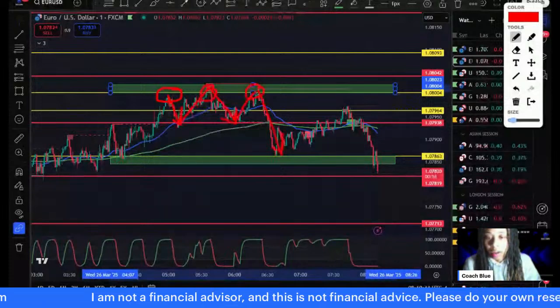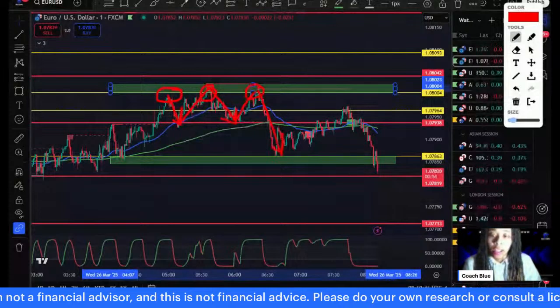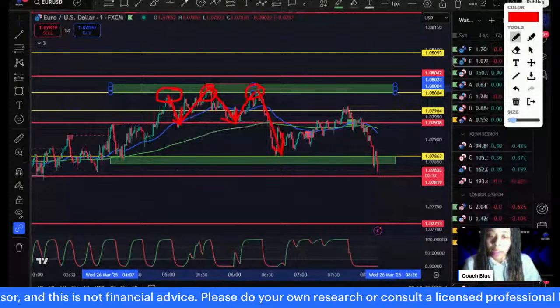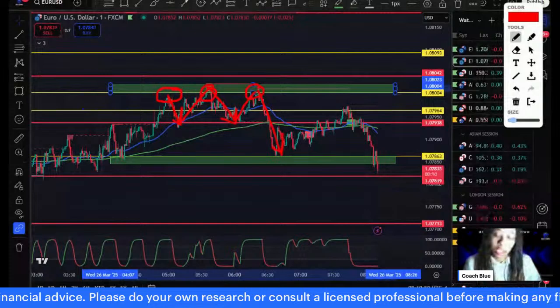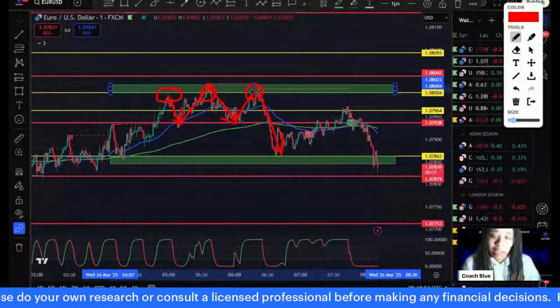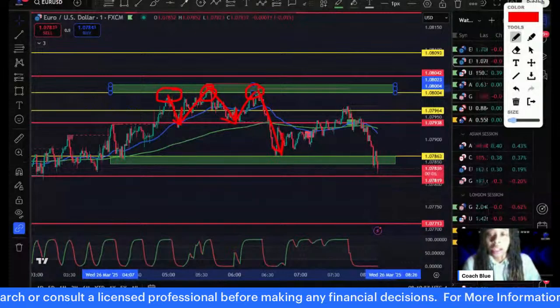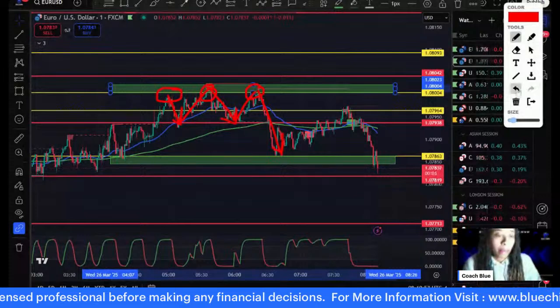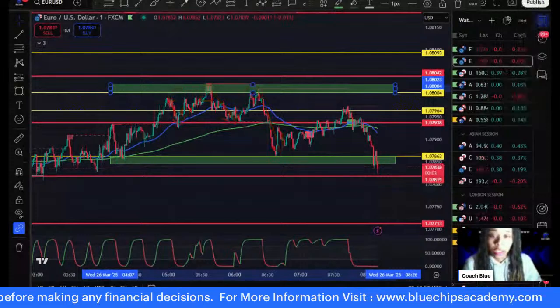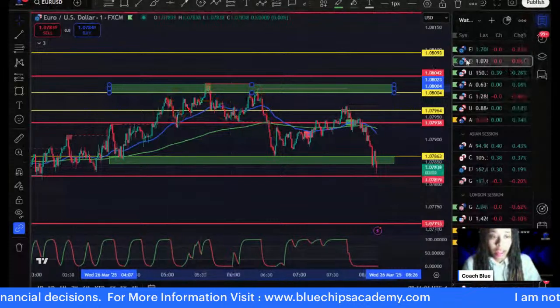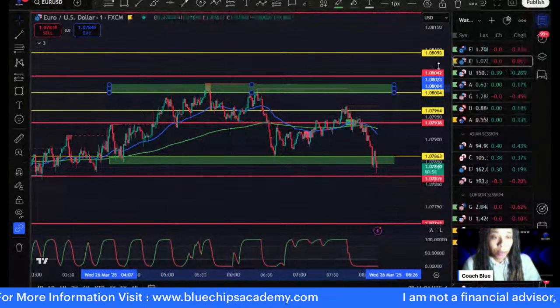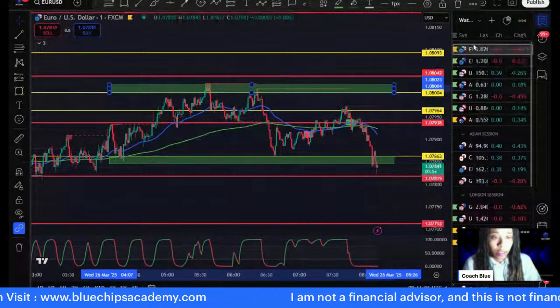So the reason why you want to look to the left to see what happens is because price has already shown you what it wants to do. Now, does it always work out that way? No, but it gives you a good clue on what could possibly happen. So that's Euro USD. Right now, Euro USD is in a range, so I'm going to make that flag yellow.